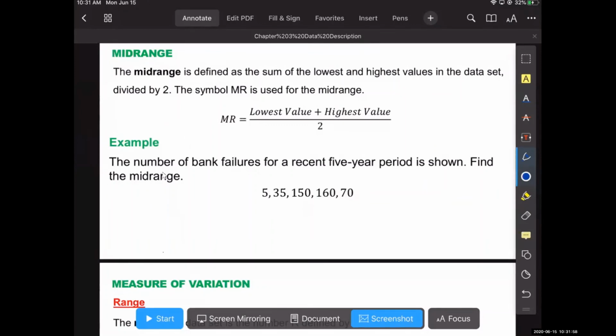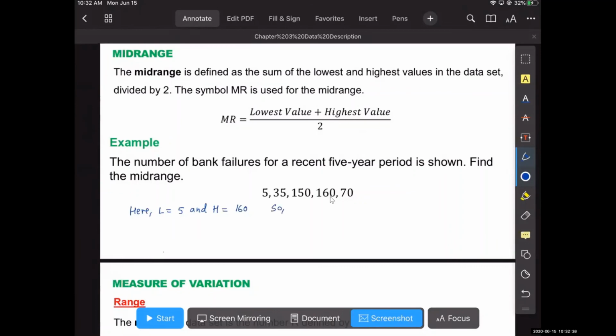Now, here is the example on mid-range. The number of bank failures for the recent 5-year period is shown, and the numbers are 5, 35, 150, 160, and 70. We have to find the mid-range for this. In order to find the mid-range, we need the lowest value and the highest value. So for this observation, what is the lowest value? What is L equal to? 5. Okay. And what is the highest value? 160. Okay, 160 is the highest value.